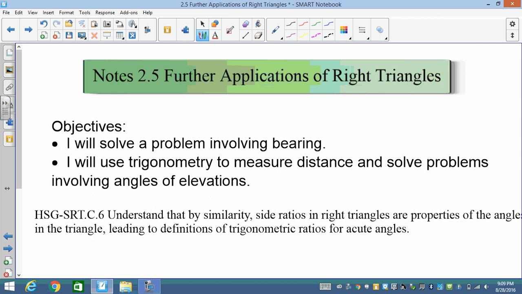Okay, and here we are in the last section of 2.5, further applications of right triangles. So you're going to solve problems involving bearing and use trig to measure distance and solve problems involving angles of elevations.